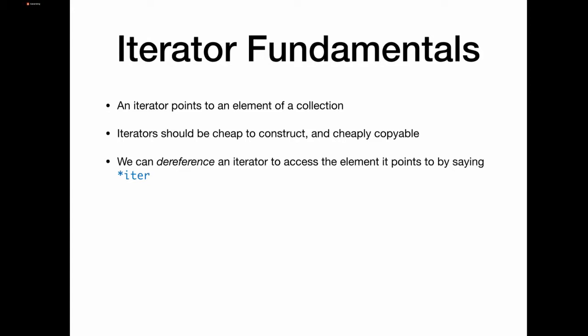So one of the fundamental things we can do with an iterator is we can dereference it, to get access to the element that it points to. We do that by saying, if we have an iterator called iter, star iter. Just as you use star to dereference a pointer, iterators are required to have an overloaded unary operator star, a dereference operator, in order to be able to access the elements.